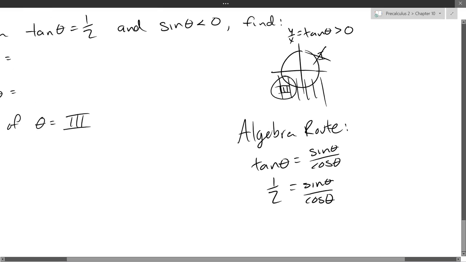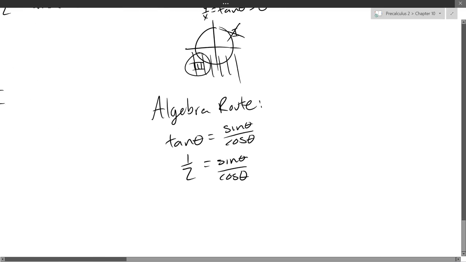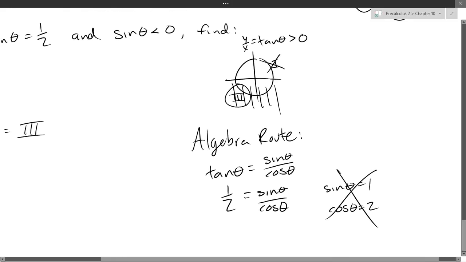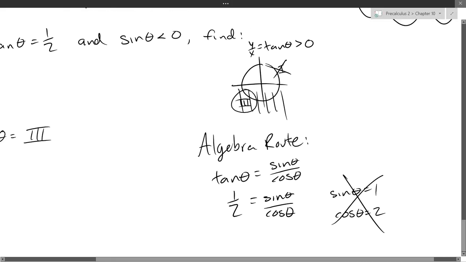It's tempting to say sine theta equals 1, cos theta equals 2. This is very wrong. It's not wrong because I said so. Let's think about why it is wrong. Sine theta equals 1. There's only one place on the unit circle where sine theta equals 1. I can draw it out very easily. It's right up there.